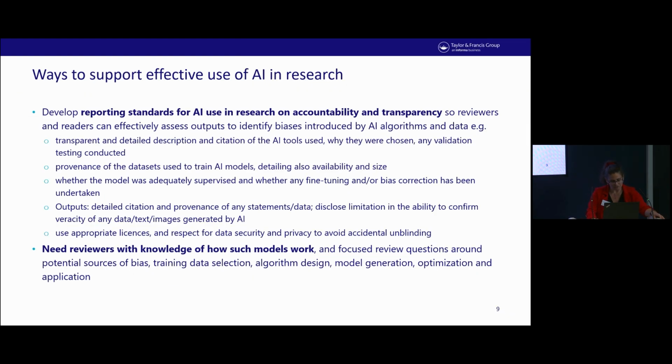So I'm just going to finish with four key things that I think are really important for us to do to really help support the effective use of AI in research. The first one we just heard in the last talk, actually, a number of some good progress around thinking about reporting standards for AI use to support accountability and transparency and to support the work of the peer reviewers.